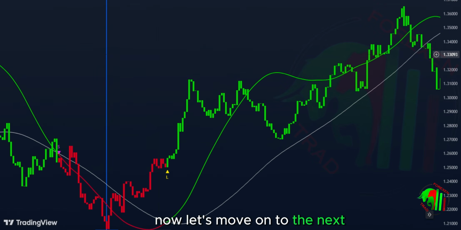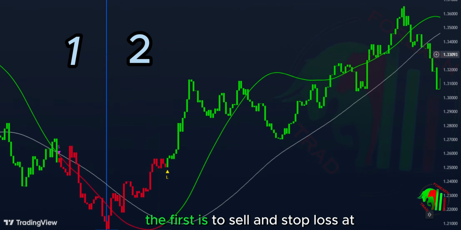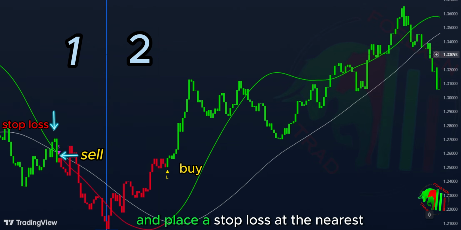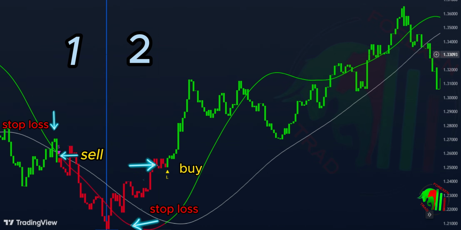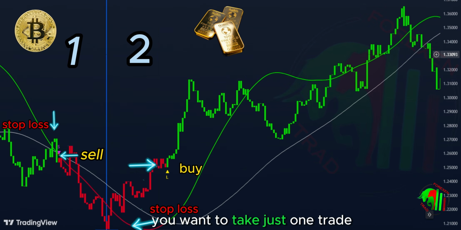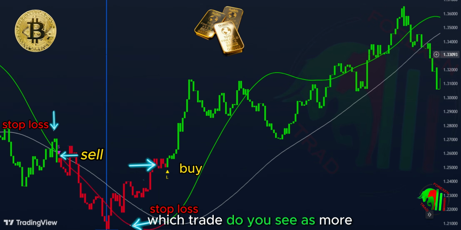Now, let's move on to the next part of the video, where we'll explore how to use the indicator in different scenarios. One thing to consider is choosing a profitable trade. Let me give you a simple test here. We have 2 trades. The first is to sell and stop loss at the nearest high. The second option is to buy and place a stop loss at the nearest low. Let's assume the 2 trades are in different pairs and at the same time, one in Bitcoin and the other in gold. You want to take just one trade. Which trade do you see as more profitable? Now pause the video and choose the right trade, gold or Bitcoin.